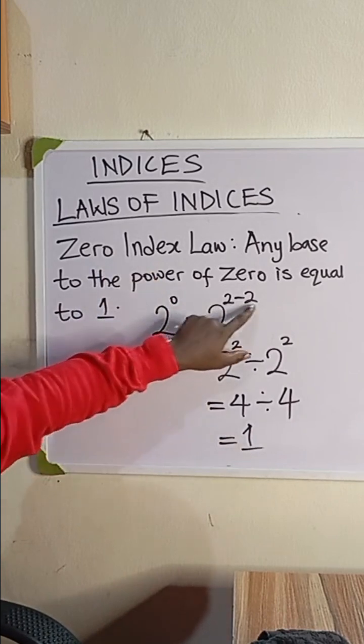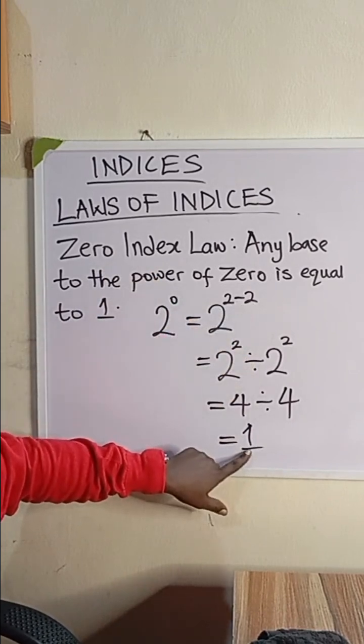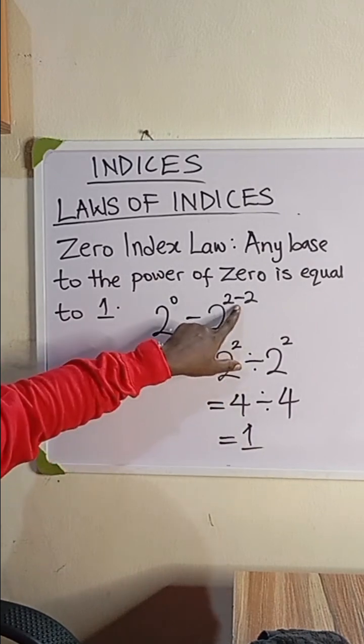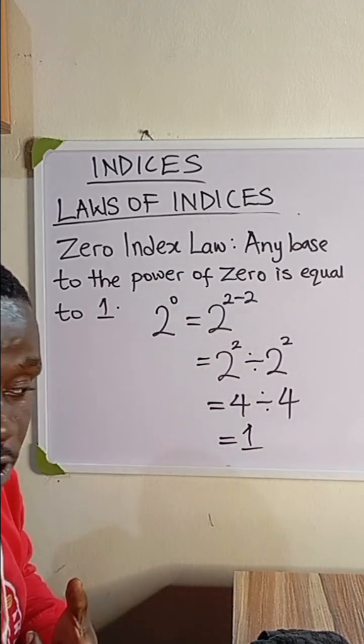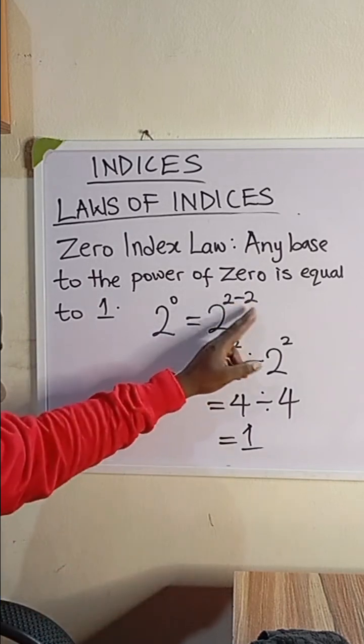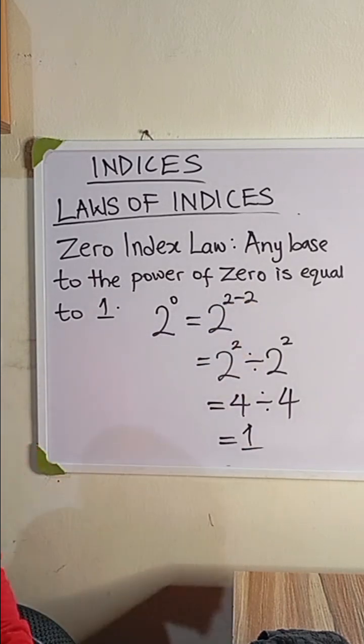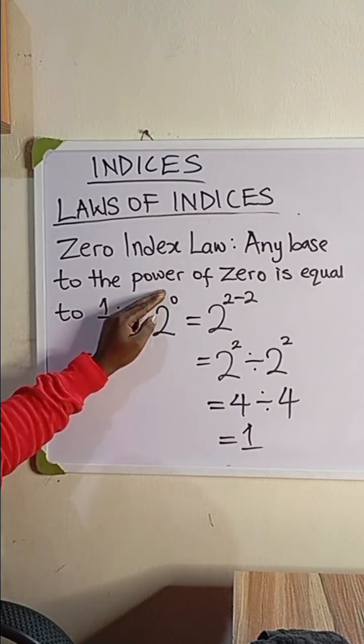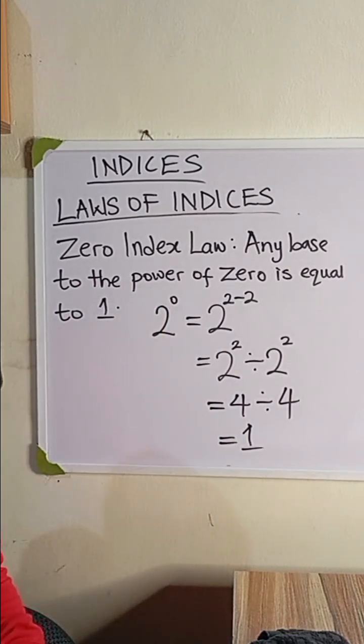So no matter the number you put here, you are still going to get 1. No matter the number you fix here, if you fix 3 minus 3, if you fix 10 minus 10, if you fix 20 minus 20, whatever number you put here, at the end of the day, you will get 1. So that shows that any number to the power of 0 is equal to 1. Okay? So let's look at an example.